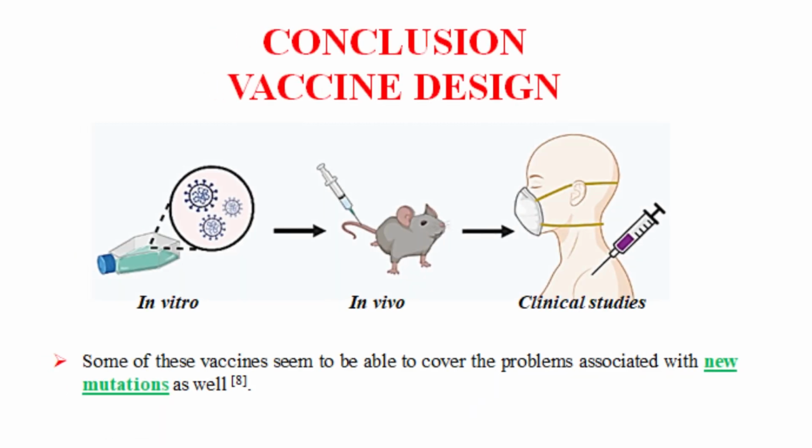Are there any other vaccines? Is that all? Of course not. I just summarized some of the major known vaccines. Now let's look at the conclusion part. I should point out that it appears that the newly developed vaccines may also cover the problems associated with new mutations.